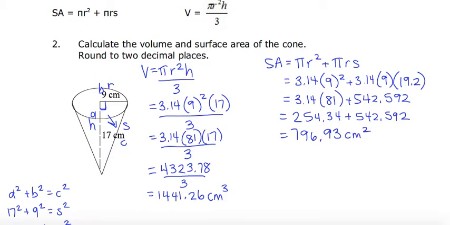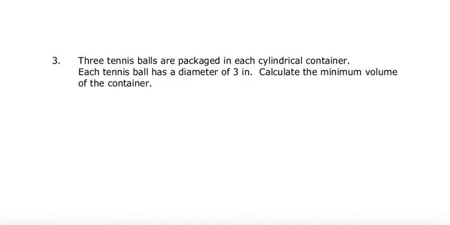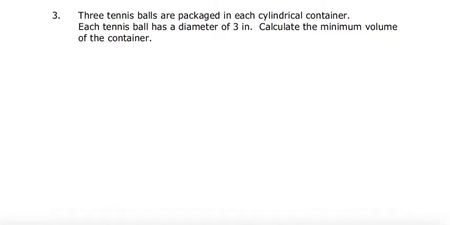So now that I've looked at an example of finding the surface area and volume of both a cylinder and a cone, I'm going to take that information and apply it to some word problems. So I'm going to start with example number 3 that looks at 3 tennis balls that are packaged in a cylindrical container. Each tennis ball has a diameter of 3 inches, and we're going to calculate the minimum volume of the container. So I'm going to start by drawing a tennis ball package.